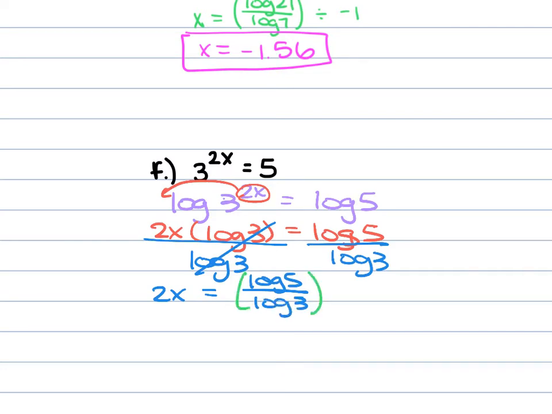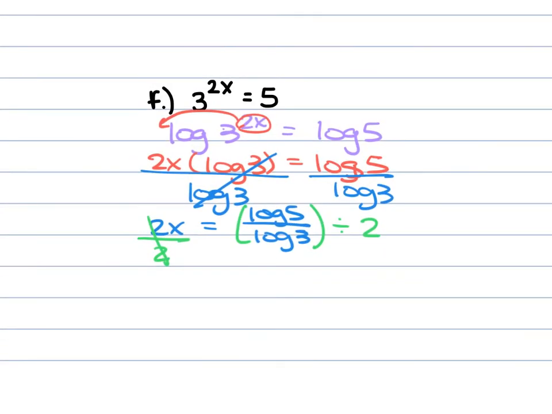We are going to put parentheses around this and then divide it by 2, because we have to divide each side by 2 to get x by itself. So in our calculator, we're going to do log 5 divided by log 3. Hit the enter button and then divide by 2. So log 5 divided by log 3 is 1.46, and so on. If we divide this number by 2, we get that x is equal to 0.73.